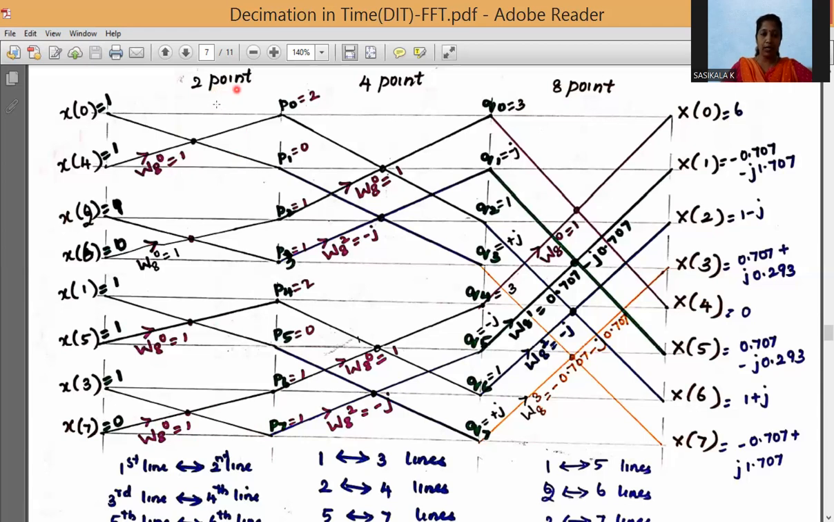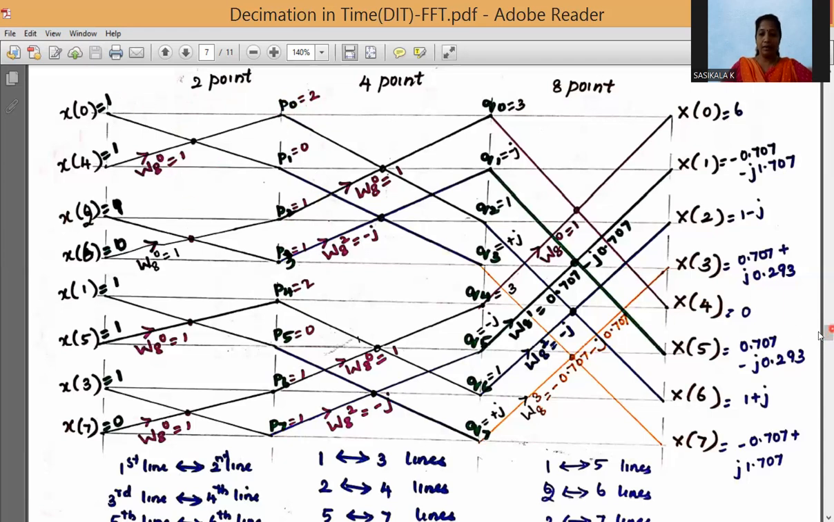So for the 2 point, we have only 2 inputs. Okay. So the first and second line are considered, and the third and fourth line are considered, fifth and sixth line, seventh and eighth line. And here the output for this 2 point is considered as small p0, p1, p2, p3, p4, p5, p6 and p7. And now we need to find these values, that is the p0 value. So how will we calculate this 2 point DIT?